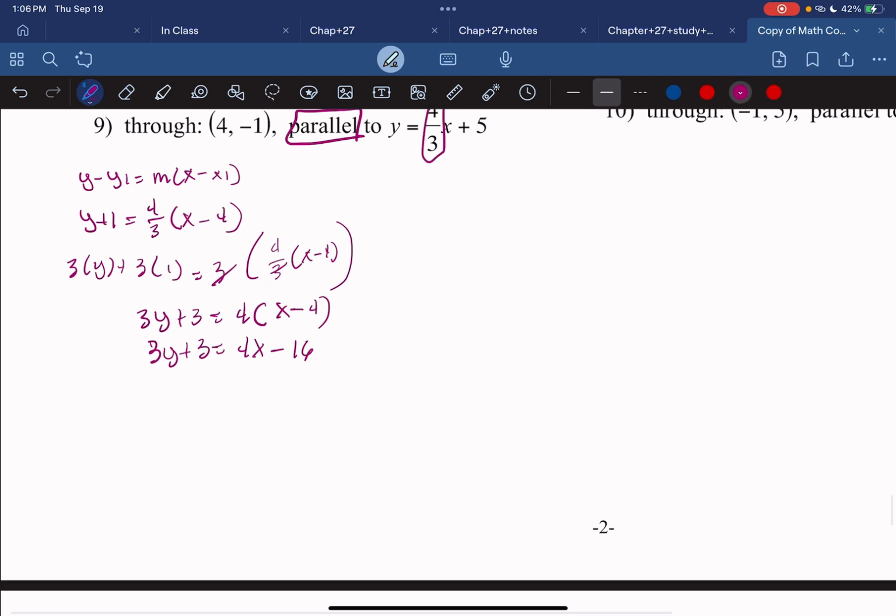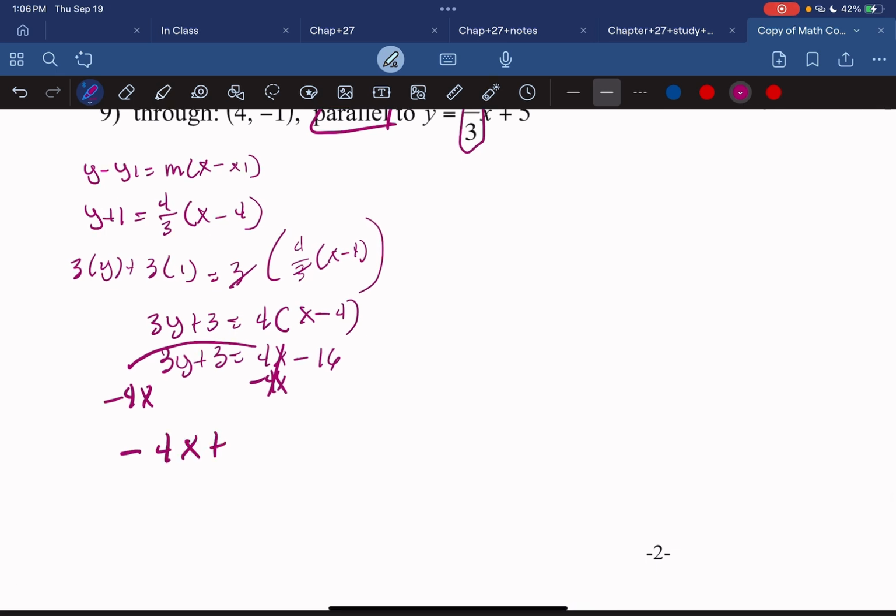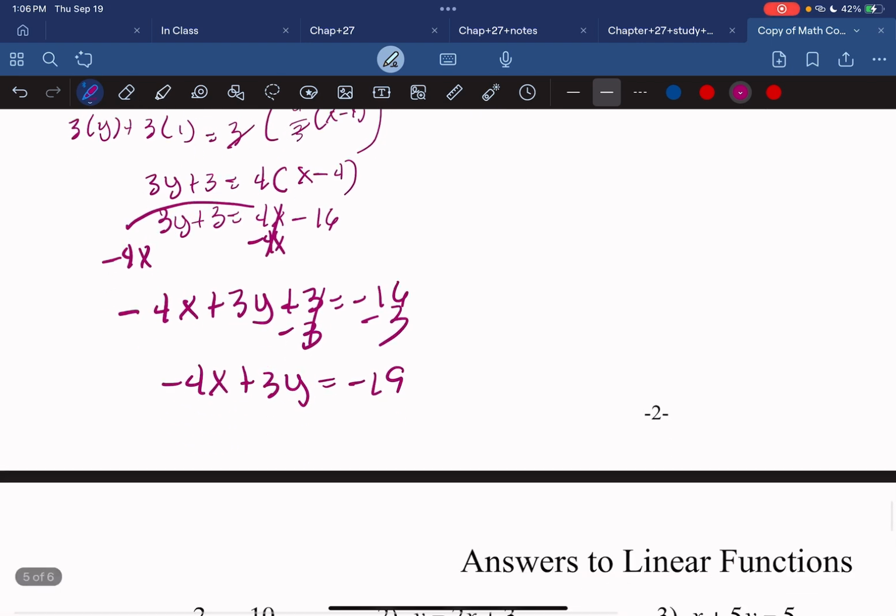Okay guys, now it's asking for standard form, which means that our x has to be on the left. So we subtract 4x, or you can just move it and change the sign, because if you move something from one side of the equation to another, you have to change the sign. So -4x plus 3y plus 3 equals -16. This 3 doesn't belong here, so we subtract it. -4x plus 3y equals -19.